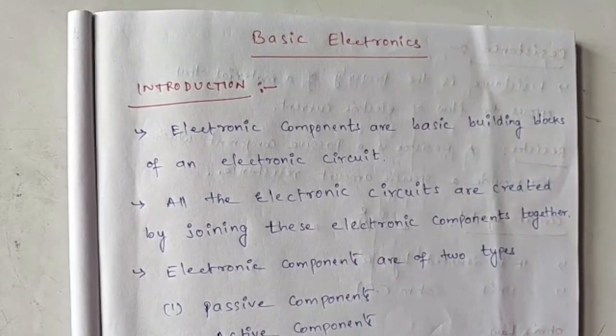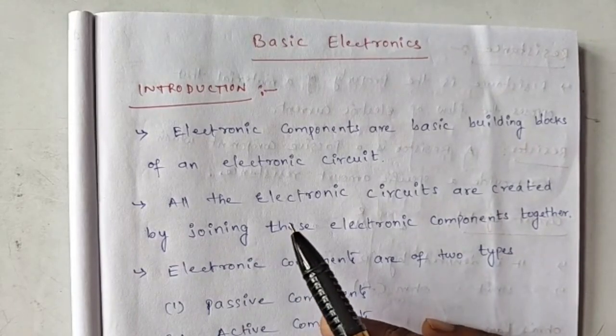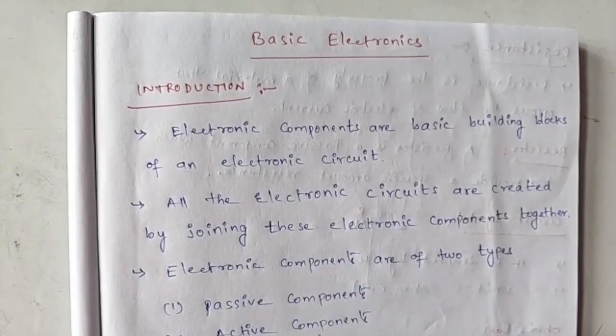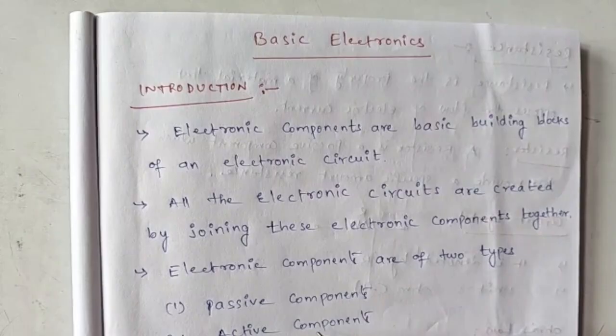In basic electronics, you will see the basic electronic components like diode, resistor, capacitor, inductor, transistor. All the basic electronic components we are going to learn, and for each component, the specifications and where we are going to use it, the applications. So in the introduction part, this is the first video. In the first video you will see the introduction and what a resistor is.